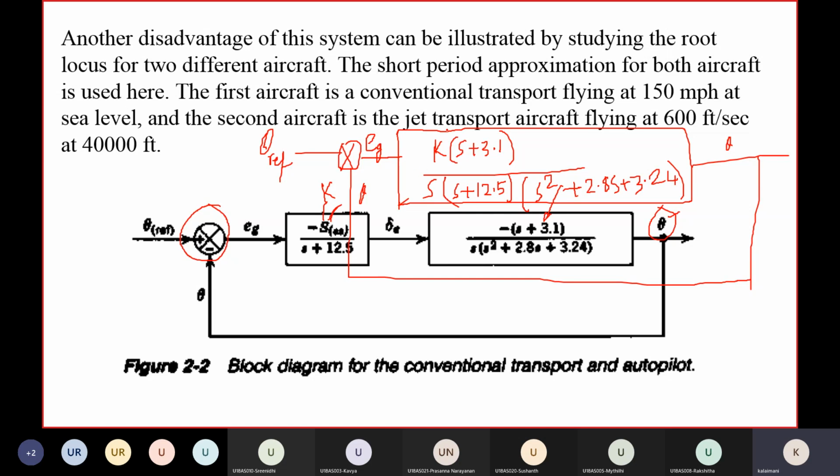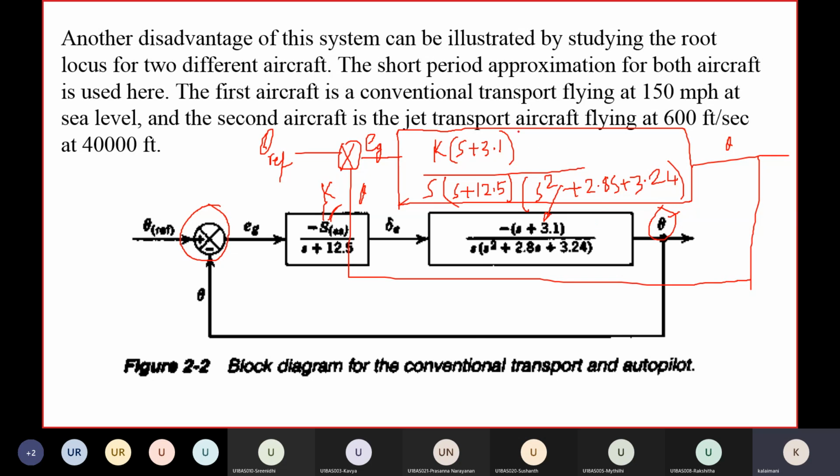We are going to investigate how the gain varies, what the damping ratio is, what gain value keeps the system stable, and if we keep increasing this gain, when the system moves from stable to unstable. All those things we are going to discuss now.